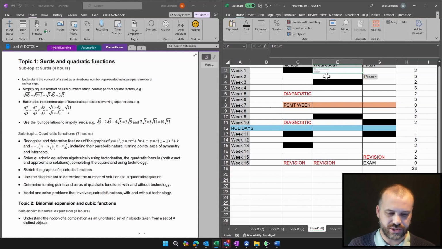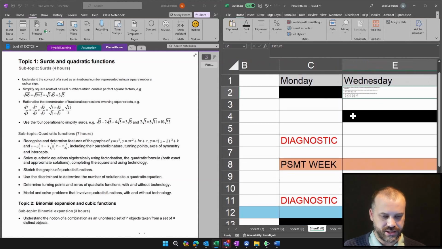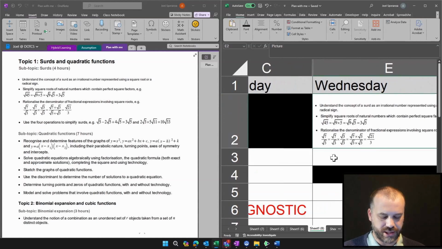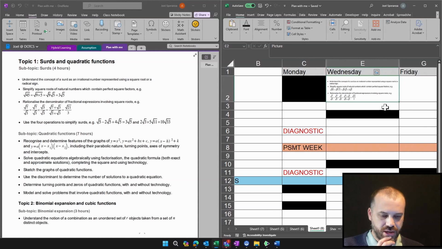Now you can see it looks very, very tiny here. Don't worry, it is there and it is visible. And I can make it bigger just by making my thing bigger. So, okay, that's my first lesson.